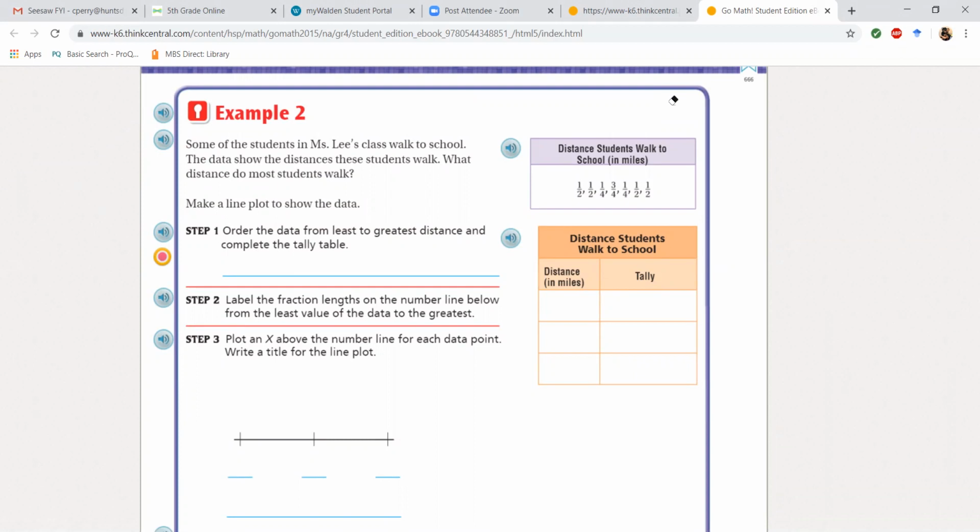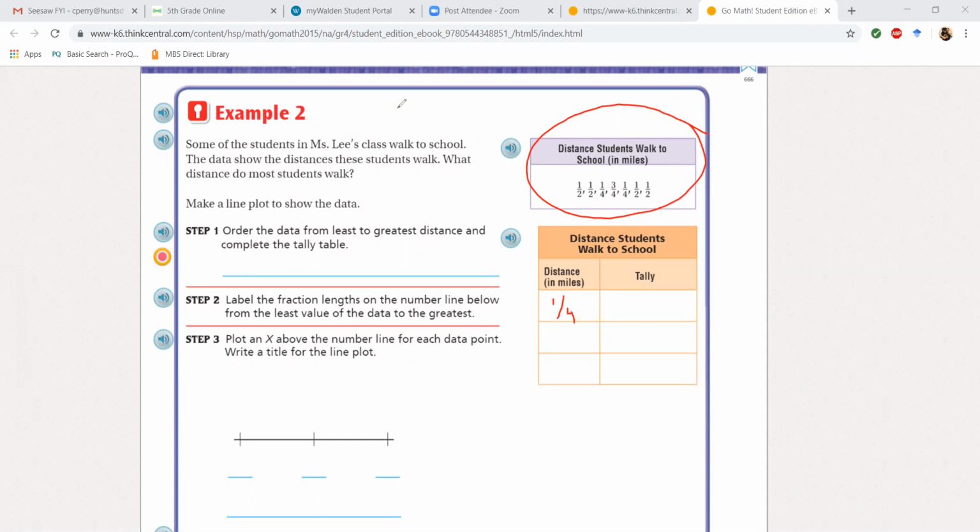All right, step 1, order the data from least to greatest and complete the tally table. Ooh, let me read step 1 again without mumbling. Order the data from least to greatest distance and complete the tally table. All right, so let's look at my data over here. So let's think about this. My smallest fraction, I have 1/2, 1/4, 3/4. Of those, my smallest fraction is 1/4.